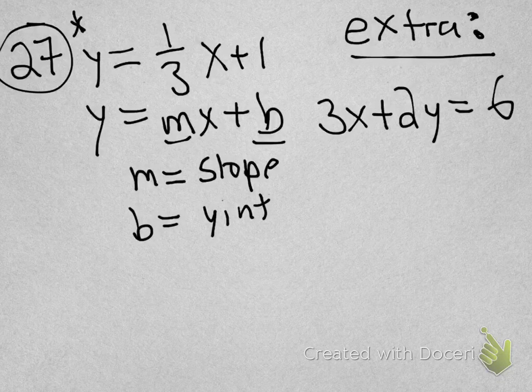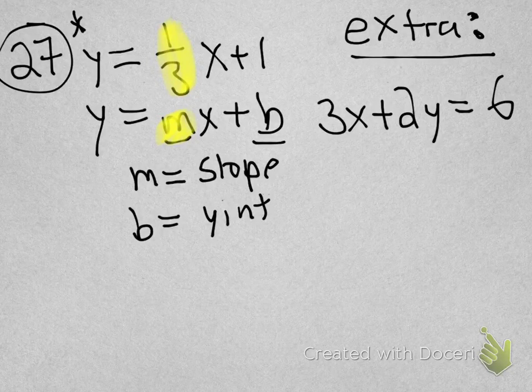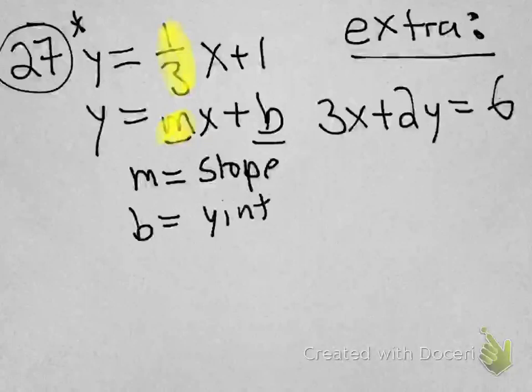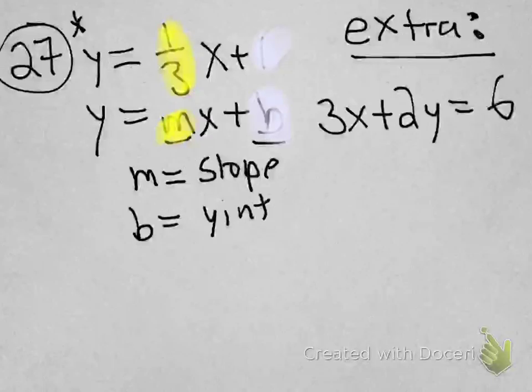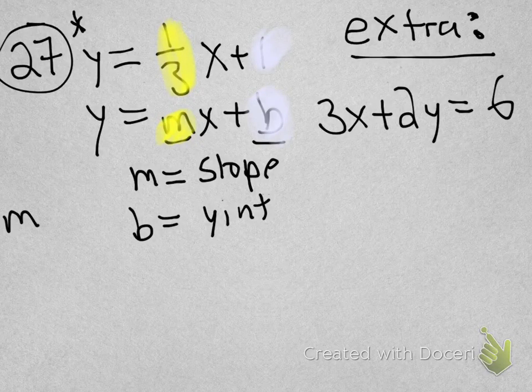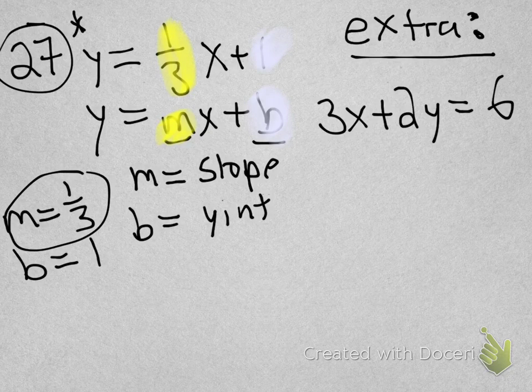Okay, so if we look at this problem right here, our M is the number in front of x, so that's this number right here, this 1/3. And our B, let me change this color a little bit. Okay, and our B is this piece right here. The color didn't come out too good, but it's going to be that piece right there. So that's as easy as you want to make it. So our M in this problem is 1/3, and our B is 1. So this question right here says just find the slope. That's your answer right there.